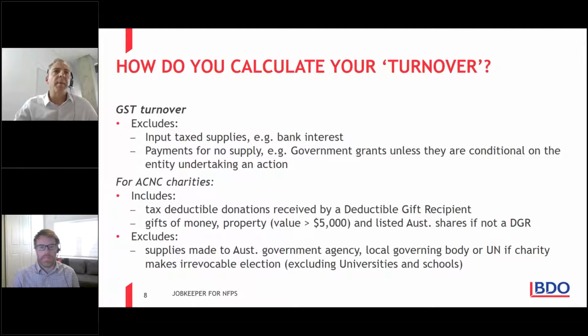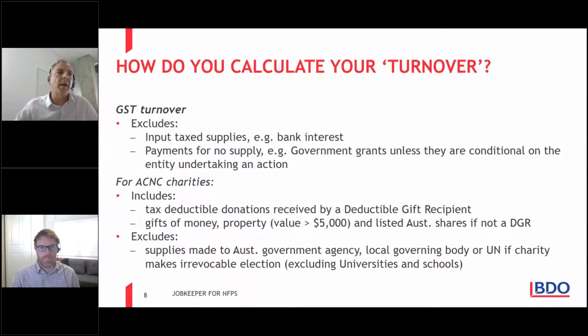Also excluded are payments that are made for no supply. So for everybody, if you receive a government grant, they're excluded unless they're conditional on the entity undertaking an action. So I guess the good way of looking at this is if the government's given you a grant, if they haven't included GST, it usually means that they don't expect there to be a supply. If they have included GST, then there is a supply. So if there's no GST on the government grant, it's likely to be excluded from GST turnover. So that applies to everyone.